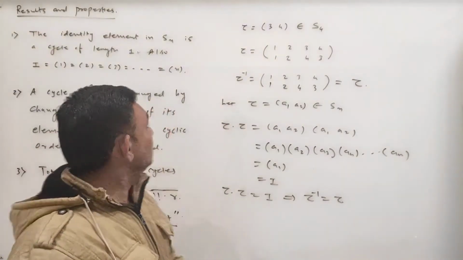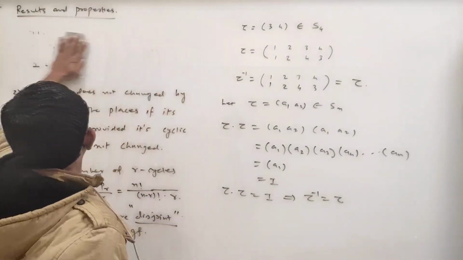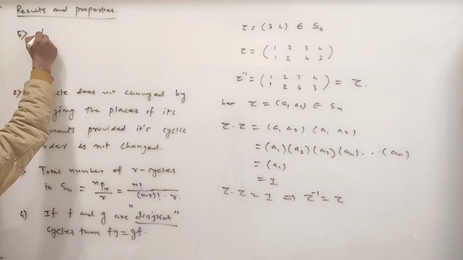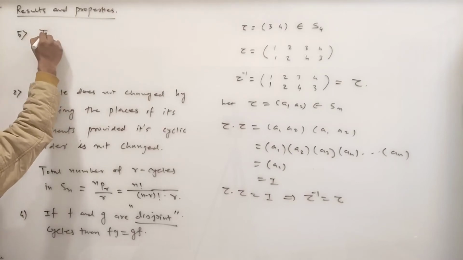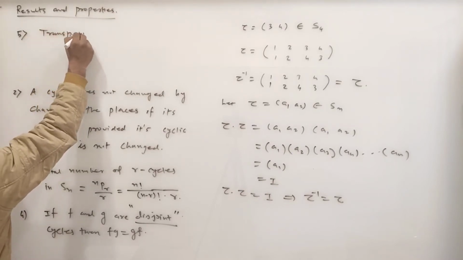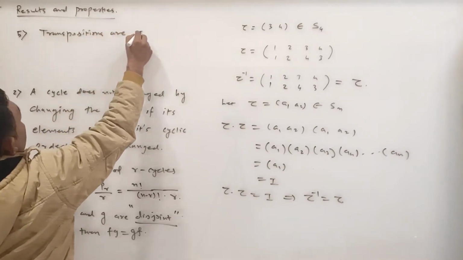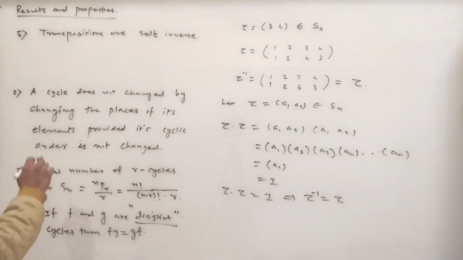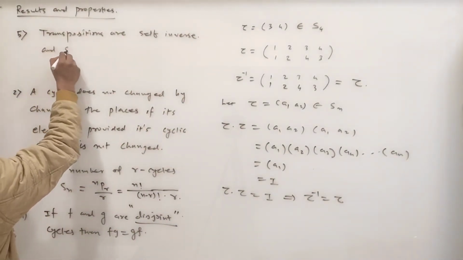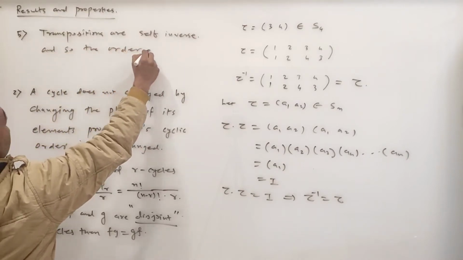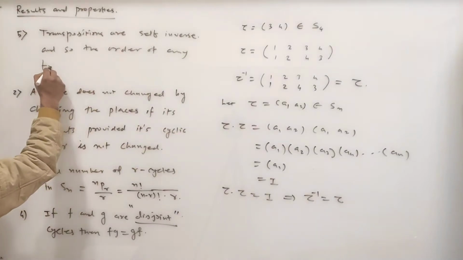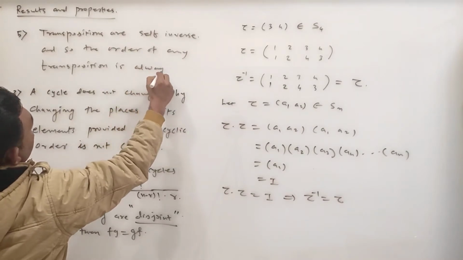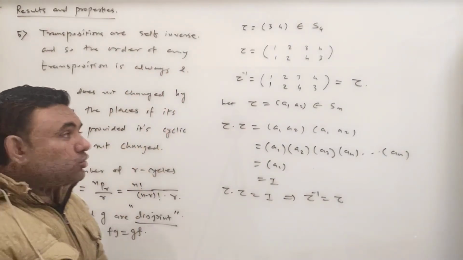Transpositions are self inverse. So let us write now number 5. Transpositions are self inverse, and so the order of any transposition is always 2. ट्रांसपोजिशन का हमें ऑर्डर 2 ही मिलेगा, राइट?